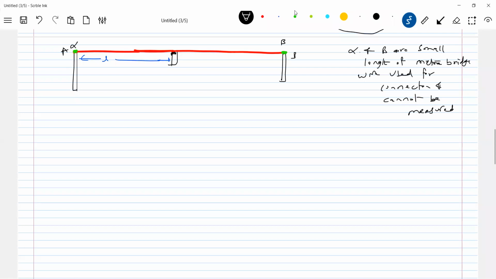These are called end corrections. So how do we take care of this also? Even this matters here. Alpha, beta are not negligible, and they cannot be measured. So how to obtain that? What we do is go for end correction.